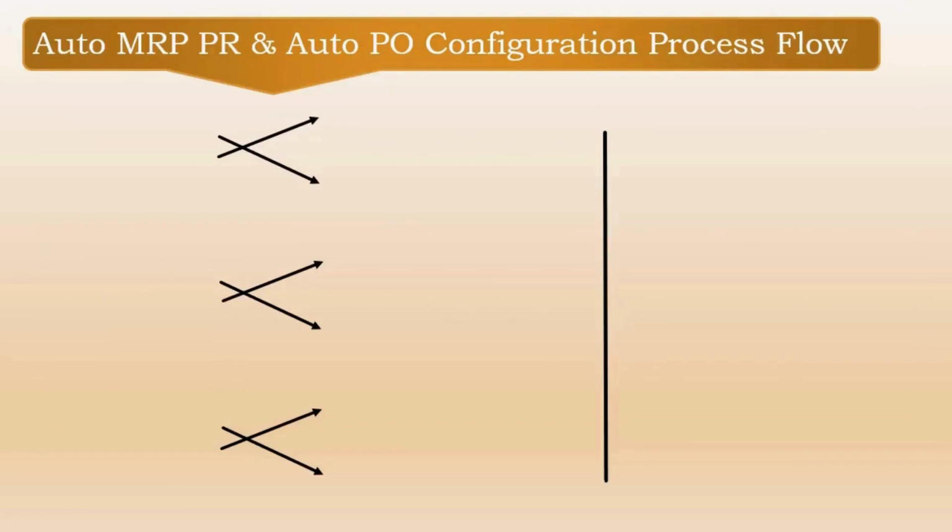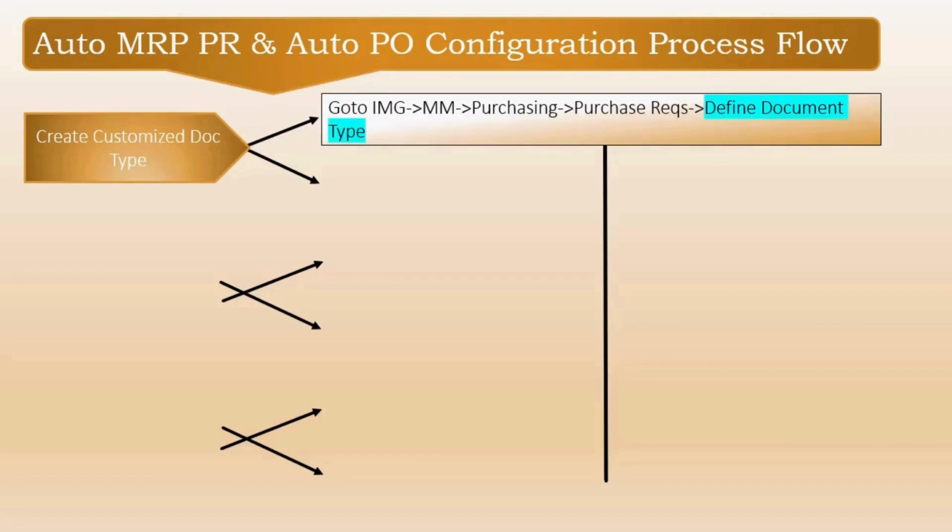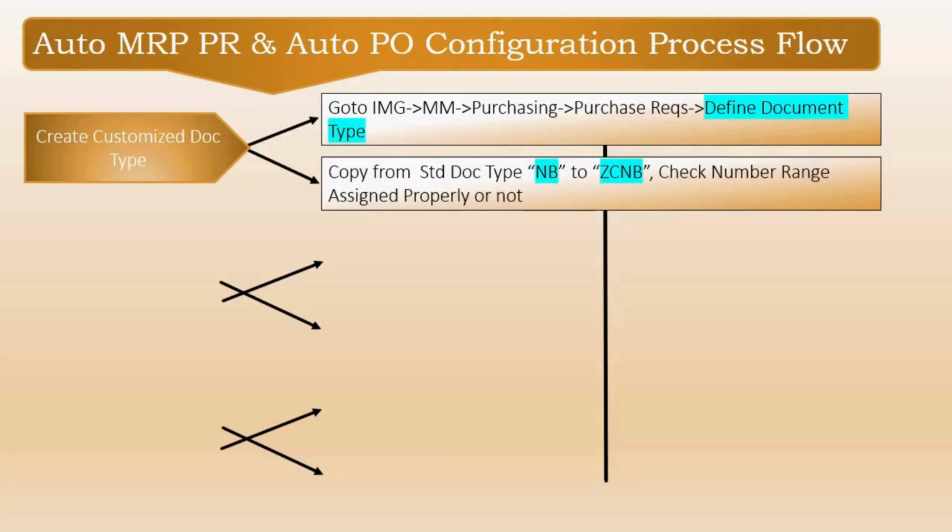Here is the auto MRP PR, auto PO configuration process flow. Create a customized document type. This is the first step we'll be doing after we log into the system. We'll go to the SAP reference IMG, follow the path, go to define document types, then copy from the standard document type NB to ZCNB, that is, we'll customize the document type. Check the number range and that it is assigned properly. We'll do this by logging into the system, so let's log in and perform this first configuration.